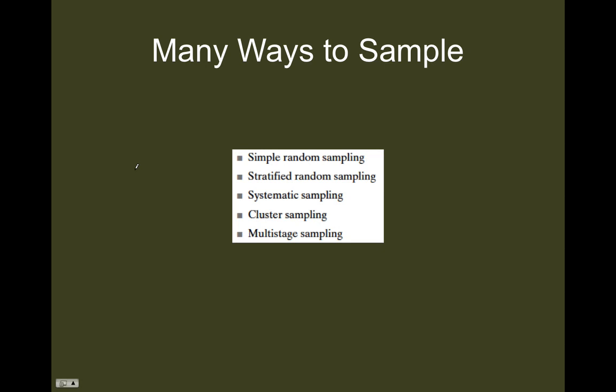Simple random sampling is kind of the gold standard of sampling, I guess, if you will. When it's possible, giving every member of the population the same chance of being included in the sample is really the best case scenario. But that's not always possible, and that's why we have these other types.